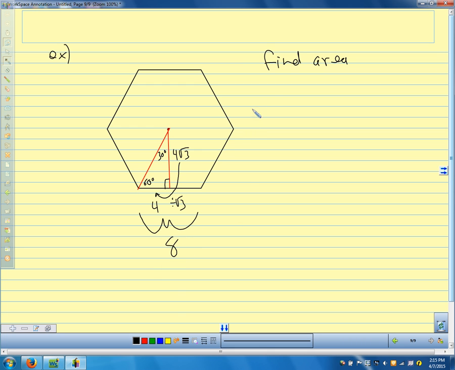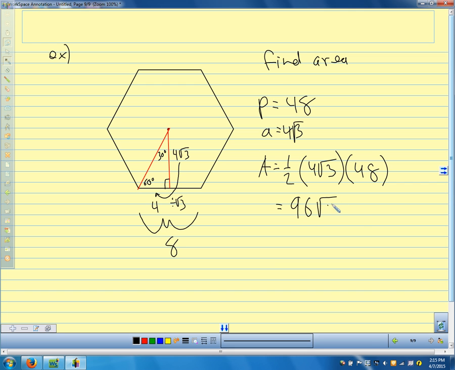So now we're set. The perimeter is going to be 8 times 6, which is 48. The apothem is 4 square root 3. So our area is 1/2 the apothem, 4 square root 3, times the perimeter. Half of 4 is 2. 2 times 48 is 96. So I get 96 square root 3 square units would be the area of that hexagon.